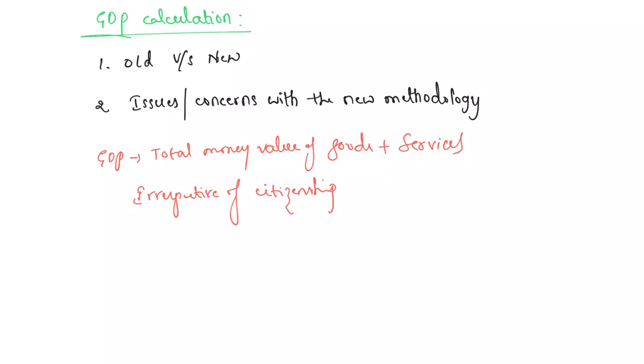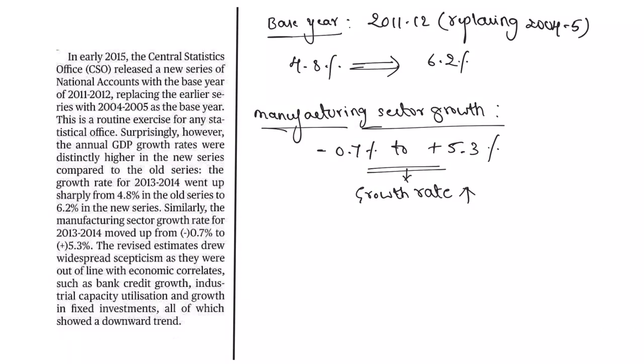And now moving to the next, that is issues and concerns with the new methodology. The revised data doesn't reflect the other macroeconomic parameters such as tax revenue, credit growth, trade performance, corporate sales, profits, and more importantly, the level of investment in the economy. So, this is the important concern with the new methodology. And now coming back to the news article.